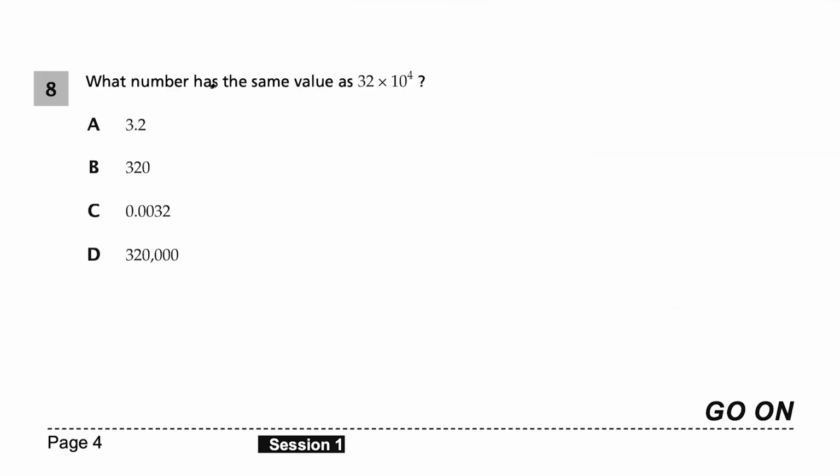Question 8, we want to know what number has the same value as 32 times 10 to the 4th power. And when we want to convert from scientific notation back to standard form, what we want to do is move the decimal this many places to the right. So whatever the power of 10 is, we're going to move the decimal that many places to the right. So I'm going to go 1, 2, 3, 4. All right, that's why I put a bunch of extra zeros here. And the decimal would land over here.